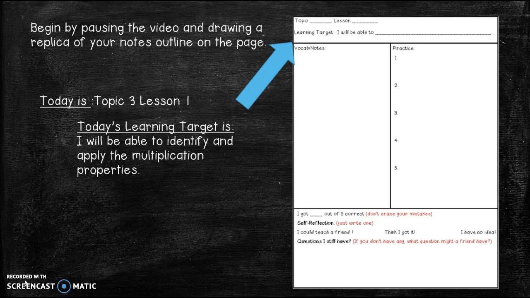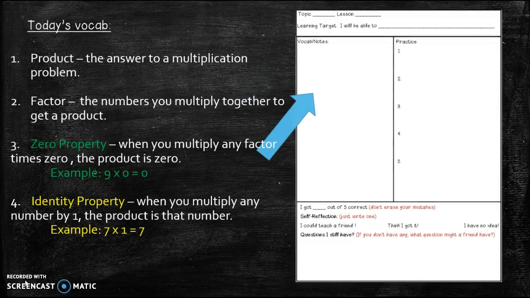Today's learning target is, I will be able to identify and apply the multiplication properties. So we have quite a bit of vocabulary today, but it's really important that you take the time to write it all down and even draw pictures or take extra notes for things that help you remember what these mean.